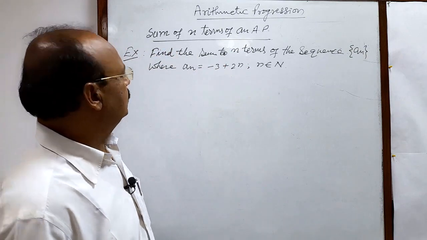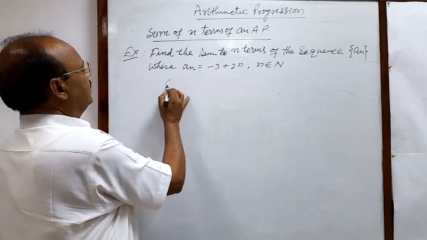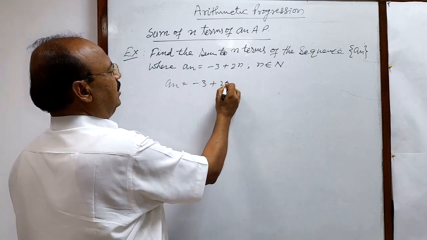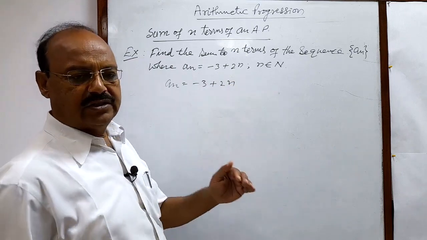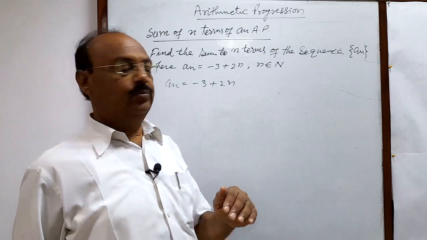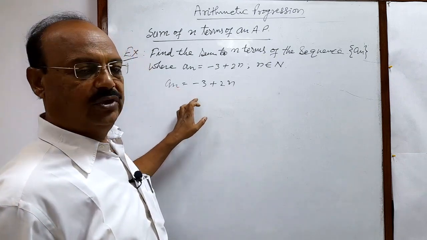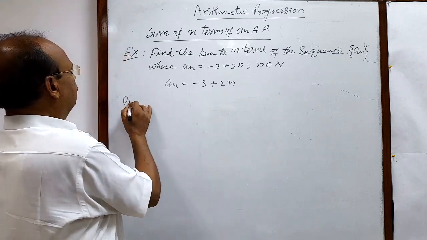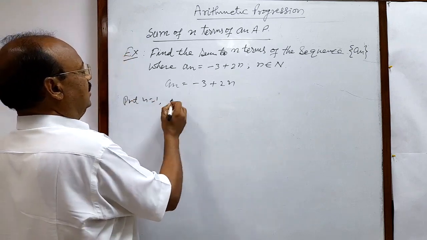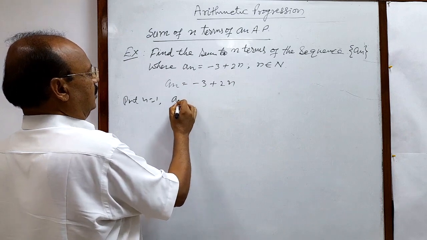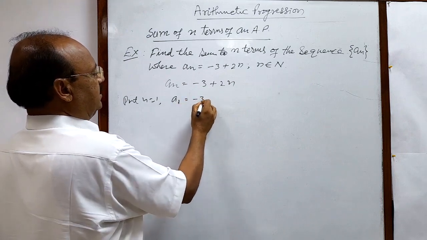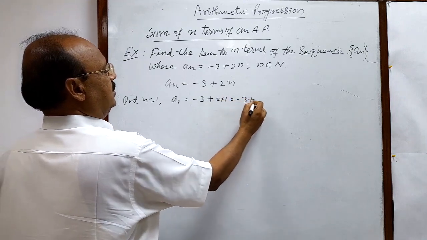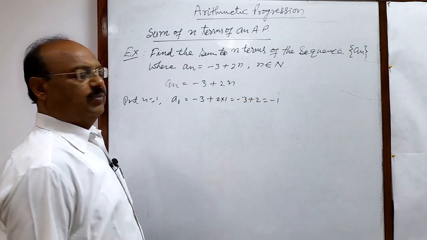So with the help of this sequence an, which is minus 3 plus 2n, we can get first term, second term, third term, fourth term by putting n is equal to 1, 2, 3, 4 respectively. If we put n is equal to 1, we will get first term a1, which will be equal to minus 3 plus 2 into 1. This is equal to minus 3 plus 2 and this is equal to minus 1.